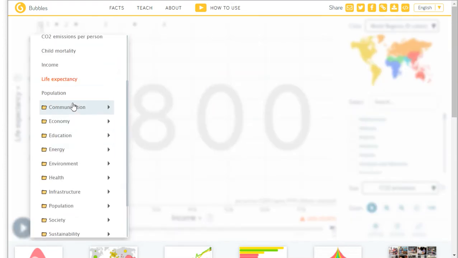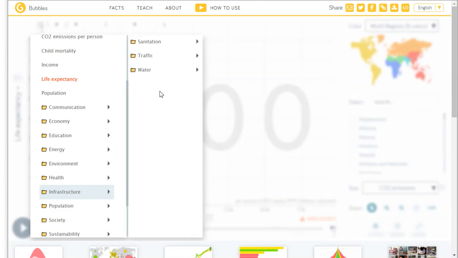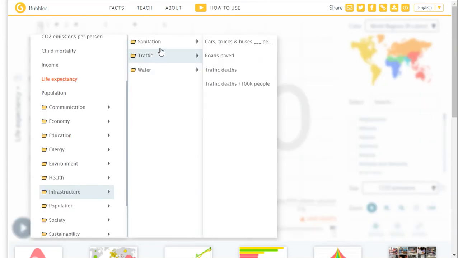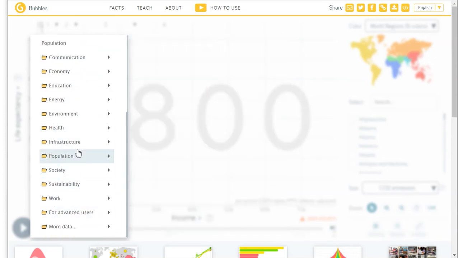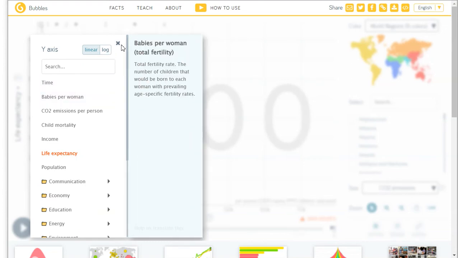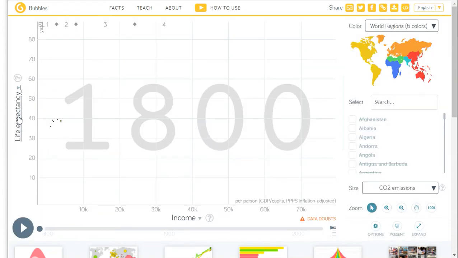Look at this: under communication, economy, education, energy, environment, health, infrastructure, and when you click on them, there's all kinds. There's 3 there and 4 there and 3 there, and there's all different subcategories of information that you can get, and you can make your vertical axis whatever you want and your horizontal axis whatever you want. They're all in both axes. This is back in 1800, so it's going to show us the change over time. When I hit play, it's going to show the years increasing.